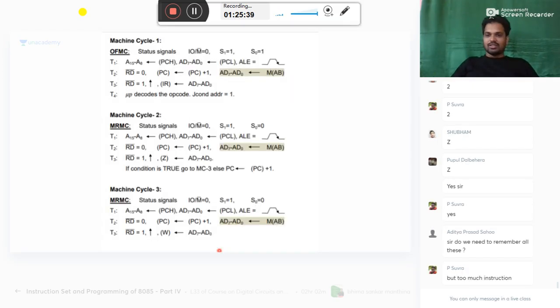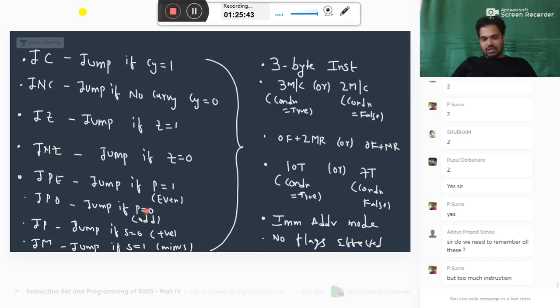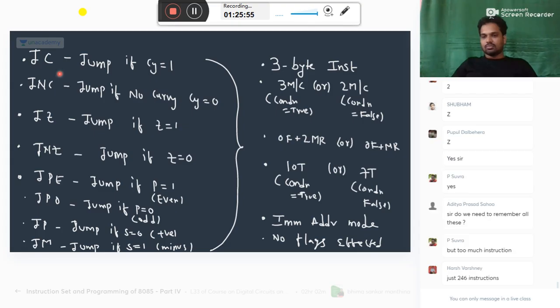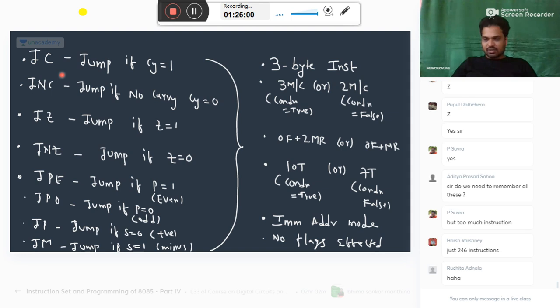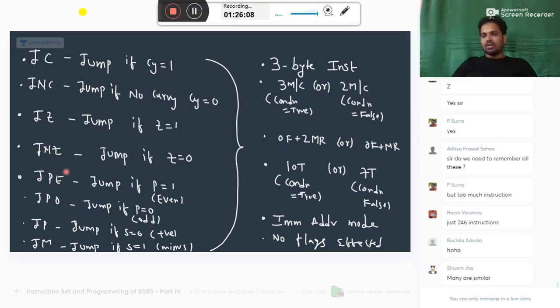Not too much. The complete instruction set you should know. There is nothing to remember here when you see. This is simple. When you see JC, jump on carry, it is as simple as remembering ABCDs. J for jump, C for carry. In that, the 246 also are only 74 varieties. Only 74 varieties. In that, JZ, jump zero, jump no zero. You see the name, automatically that will come to mind.